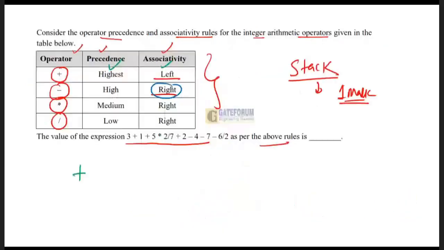So it was NAT in nature. The correct answer for this is 6. I hope it is clear to you.